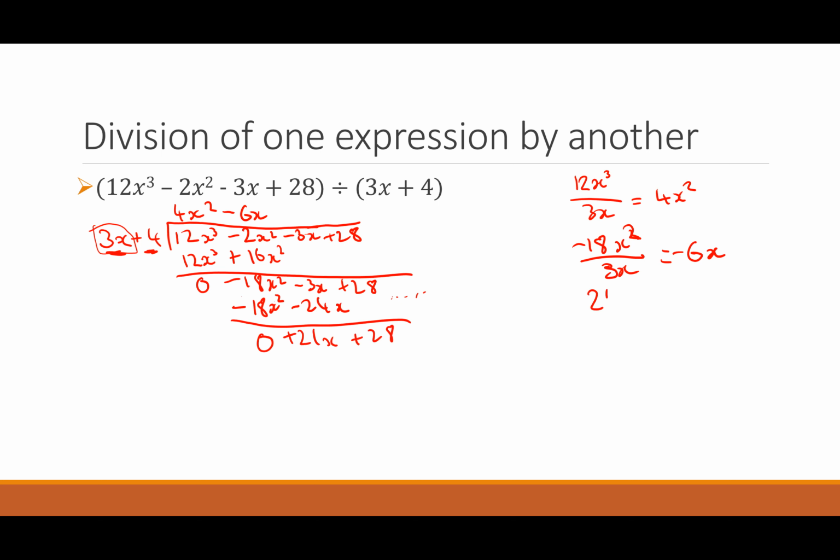Let's continue this. We've got 21x divided by 3x, which is going to be 7. So we're left with plus 7 on here, and then let's continue with the subtraction. 3x times 7 is 21x, and then 4 times 7 is 28. If we take that away, it's going to be 0 plus 0. So we're left with nothing, no remainder. The solution to this is 4x squared minus 6x plus 7.